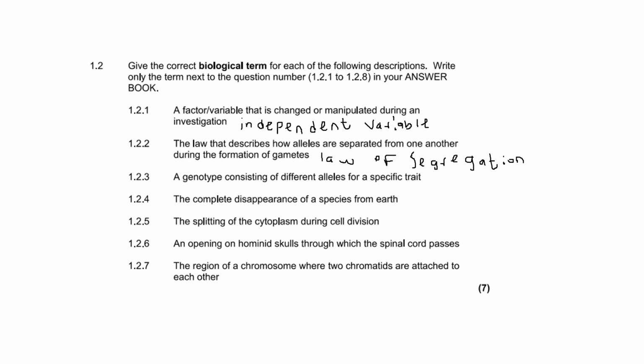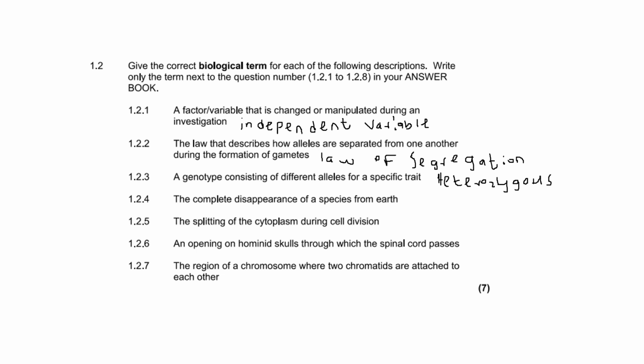And then a genotype consisting of different alleles. Remember, if you've got the same allele, for example big R, big R, we call that homozygous. But if you've got big R, small r, we call you heterozygous. They've got different alleles in them. It can be big B, small b, big R, small r, or big K, small k. Those are different, and we call them heterozygous.